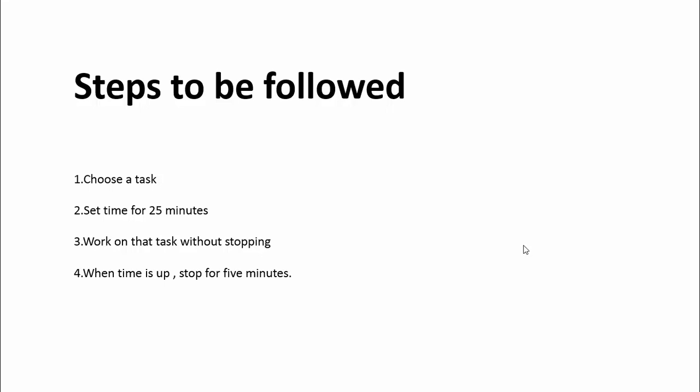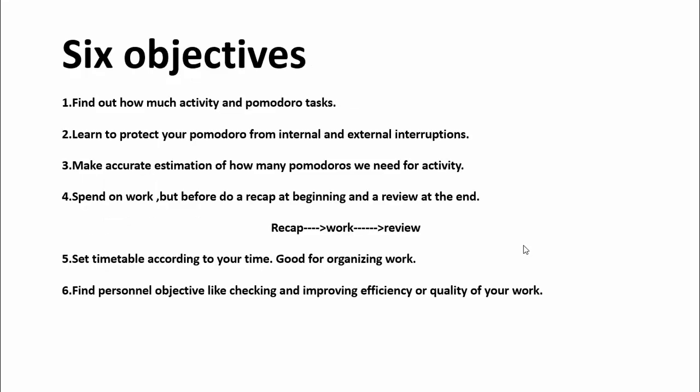Now to discuss the steps to be followed while using the Pomodoro technique, first you need to choose a task and then set the timer for 25 minutes. If the task is going to take 1 hour, then you select 4 Pomodoros and set the timer for 25 minutes for each Pomodoro. That means each Pomodoro consists of 25 minutes, and you work on the task without stopping until the 25 minutes complete. You only stop once the timer completes the 25 minutes, and you use the 5 minute break to perform your other activities.